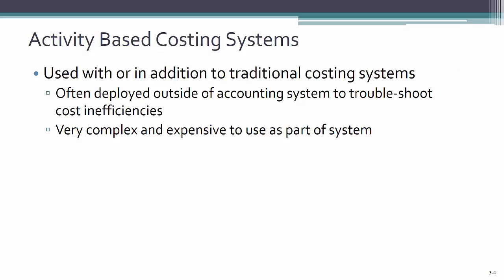Activity-based costing is often used either with or in addition to traditional costing systems. In some cases, due to ABC's complexity and cost, it may be deployed outside of a cost accounting system. Either way, the goal is the same: to identify inefficiencies that cost the company money.